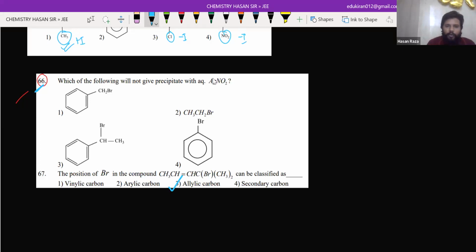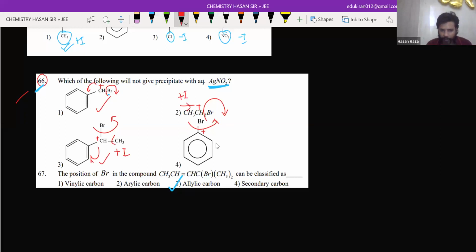Okay, see. If you are going to react with AgNO3, you have to remove this Br. If you remove Br, there will be a carbocation. Here there will be a phenyl cation, so the positive charge is on the double bond. See, it will be in resonance and it will be stable. Plus I effect is there, so it will be stable. This is also getting plus I effect.